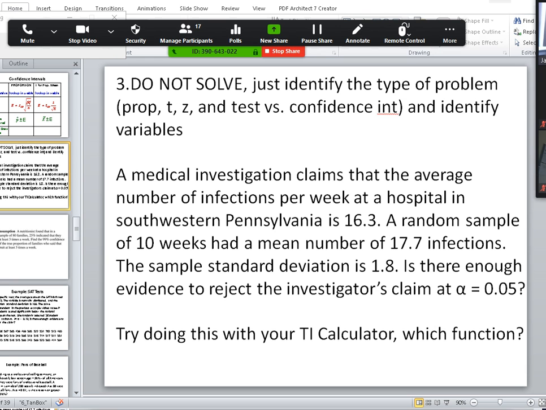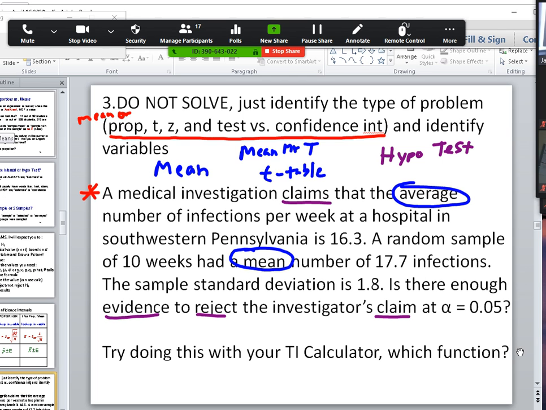And then is it a confidence interval or a hypothesis test? Hypothesis test. How do you know? Because it doesn't say estimate or confidence interval. Exactly. A confidence interval will always say confidence interval or estimate, always. Also, it says evidence and reject and claim, which are sort of hypothesis test words. I'm talking about claims here.